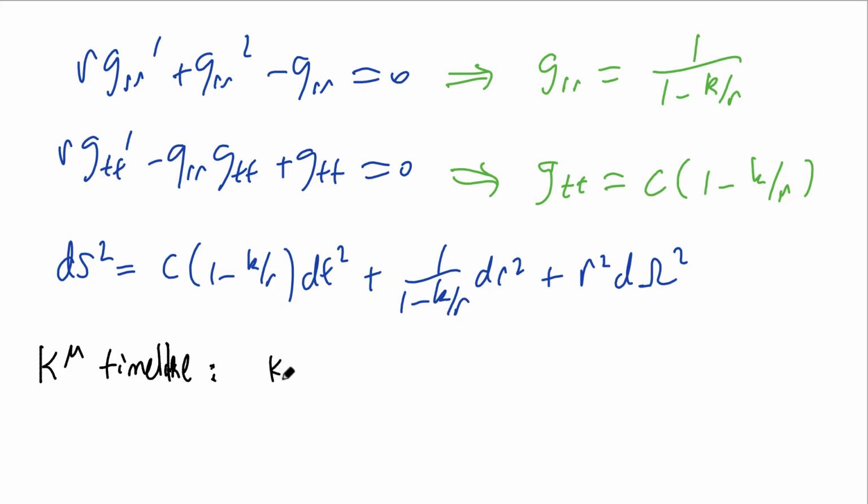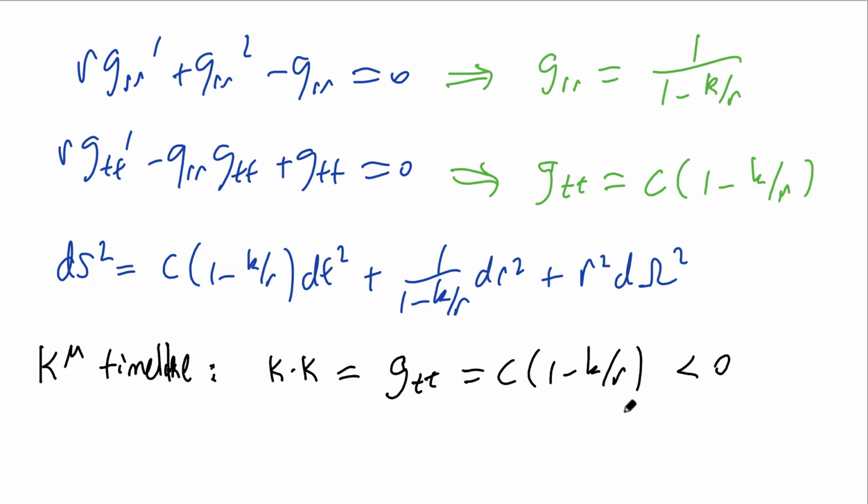So let's take a look at k dot k, the inner product of k with itself. Now in these coordinates, the Killing vector field is just (1, 0, 0, 0). So this is just g_tt, or for this solution, it's c times (1 minus k over r). So if k is a time-like Killing vector, then its inner product with itself should be negative. So this shows that in order for this to be negative, at least for large r, where this term is small, then we need c to be negative.